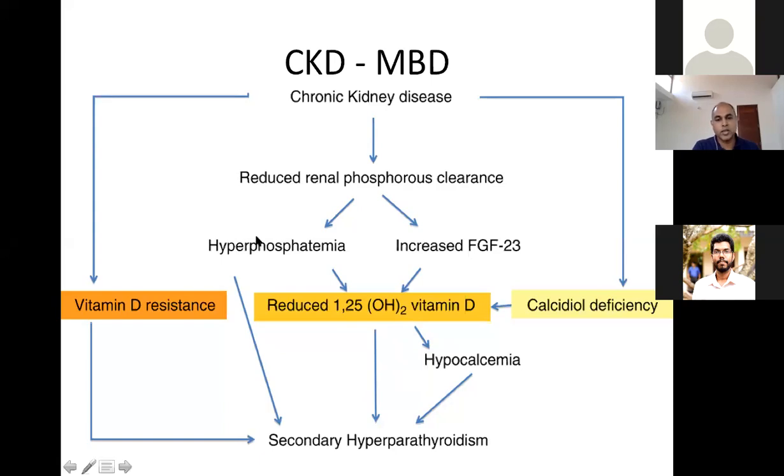So there are so many pathways operating in CKD, ultimately giving rise to these biochemical abnormalities: high phosphate, low calcium, and high levels of PTH.